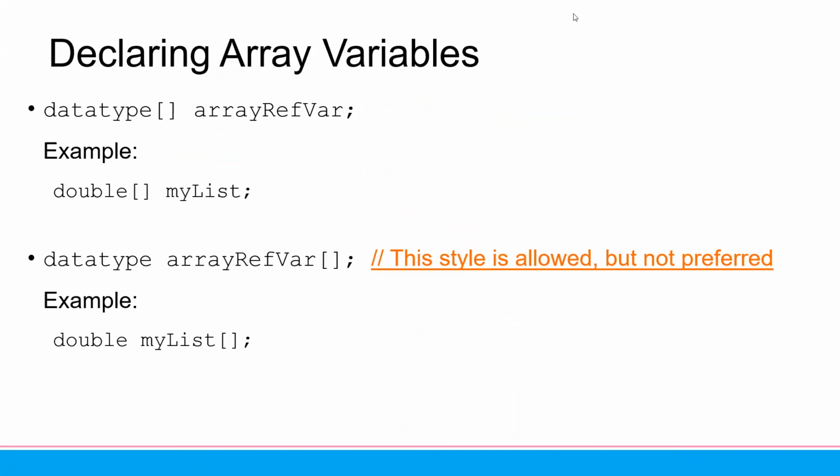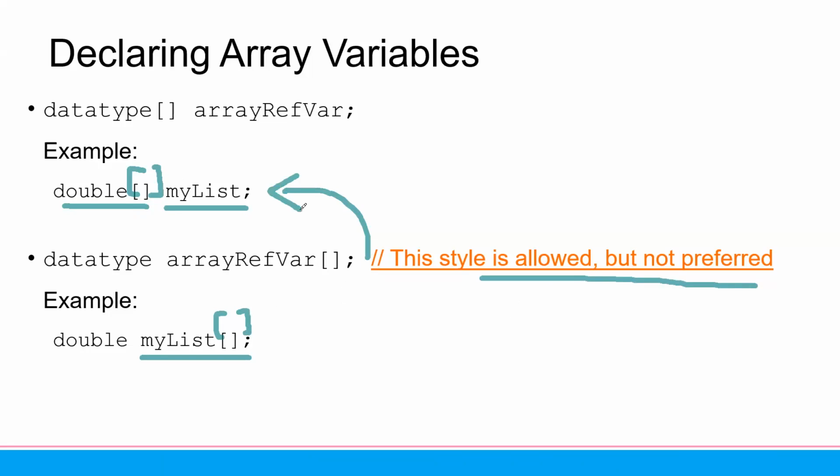In this case, you will define the array with the square bracket, and then you will have the variable name. For example, here is my list. You can do in different type. So the variable name will include the square bracket, but yeah, it is not preferred. It means if you can do it this style, it will be better.